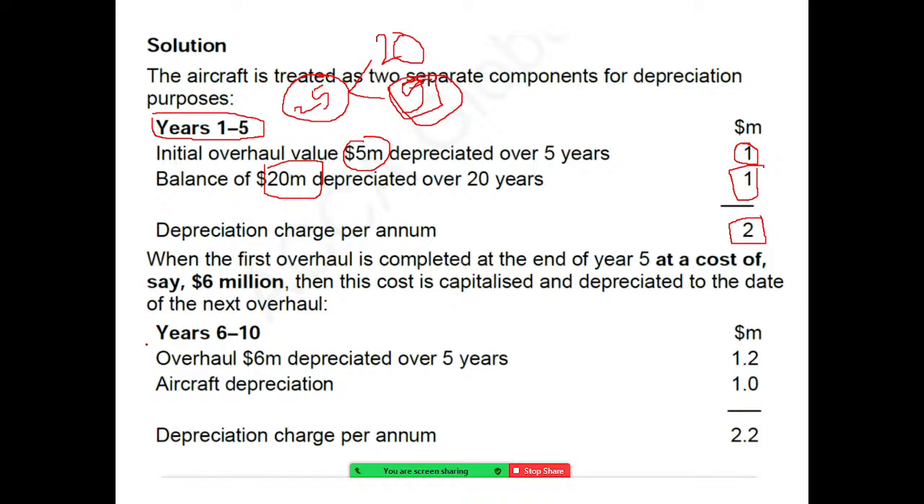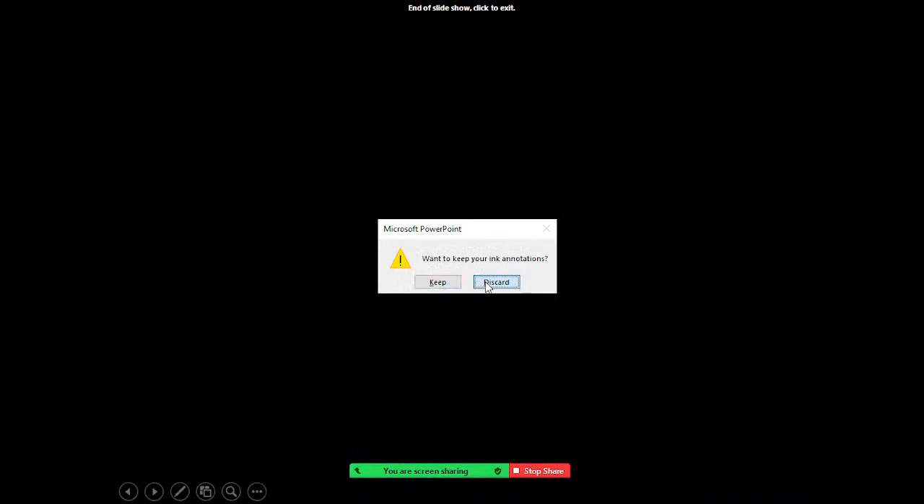Here, for the depreciation for years 6 to 10, the overhaul of 6 million is depreciated over 5 years. This 6 million is valid for only 5 years. So therefore 6 million divided by 5 per year is 1.2 million. And the aircraft cost is 20 million, which can be used for 20 years, therefore it's 1 million. So therefore the depreciation charge per annum is 2.2 million, right? So that is all about LKAS 16.